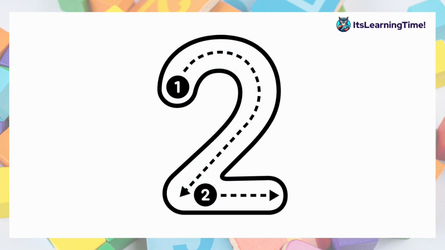Now let's practice writing the number 2. Start from a point, take it down to make a curve and a dash. Fantastic. So to write number 2, you need a curve and a dash.